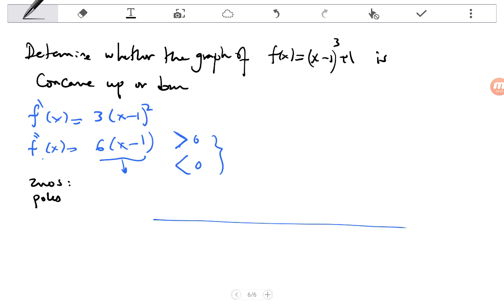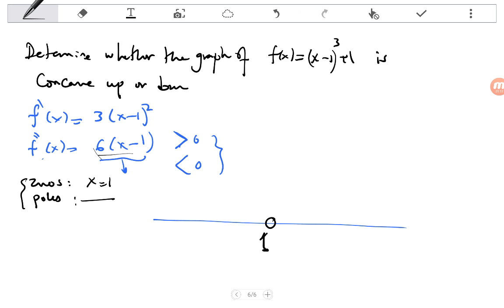What are the zeros of this function? It is just x equal to 1. What are the poles? They are the points that make the denominator equal to 0. Do you have a denominator in this case? No, we don't have a denominator, so we don't have poles. Anyway, we take the zeros and poles and depict them on the number line. We only have x equal to 1.